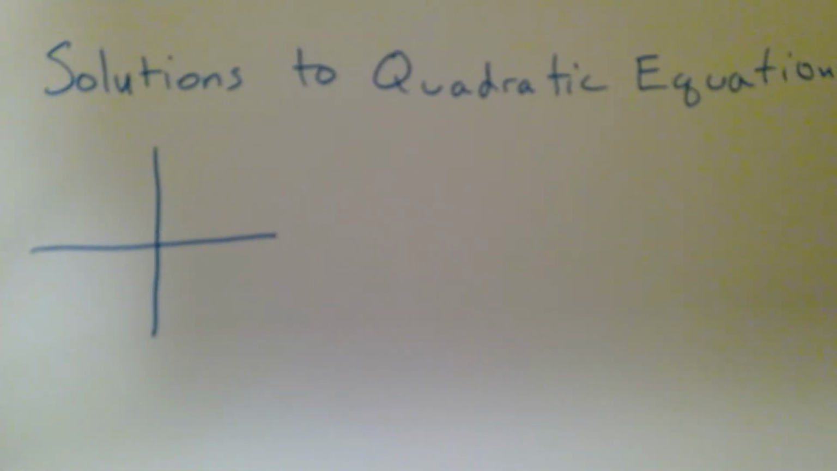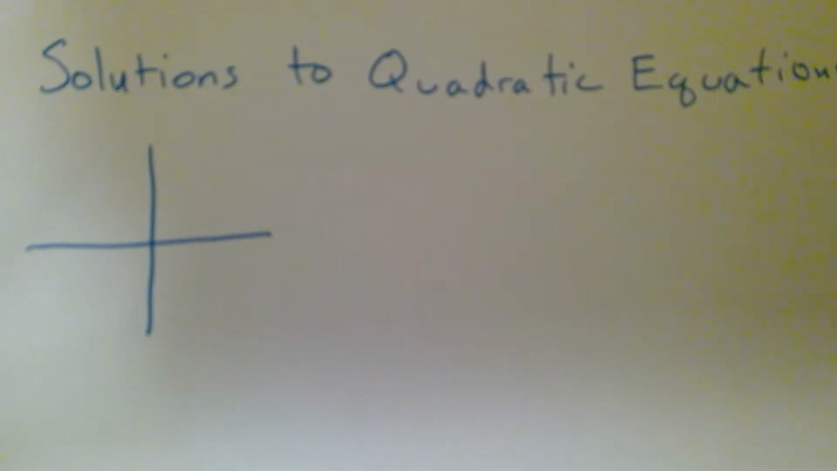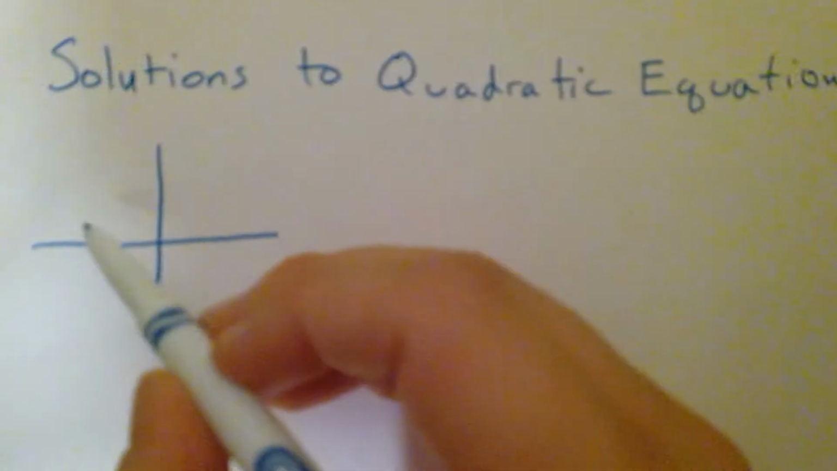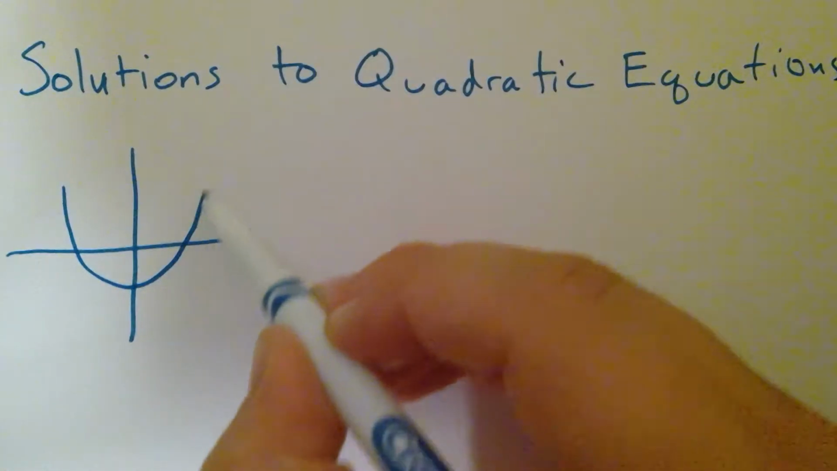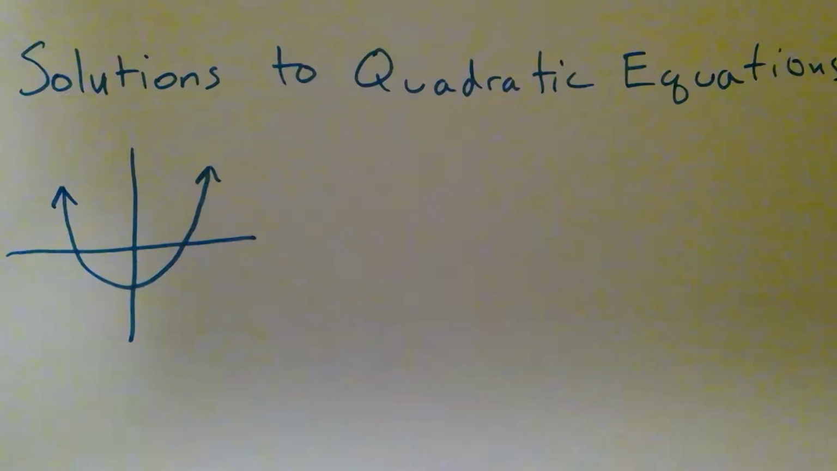This video will go over what solutions to quadratic equations are. So we're going to start off by looking at a graph. In class, when we graph quadratics, we call those parabolas, and those are U-shaped curves. Okay, so something like that.